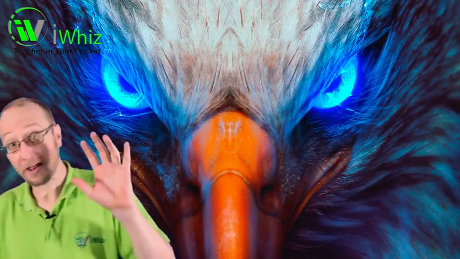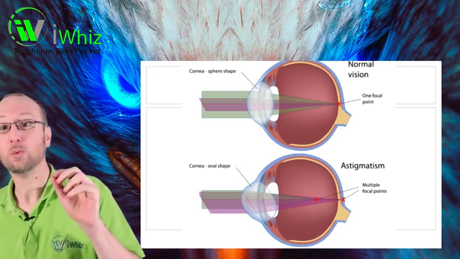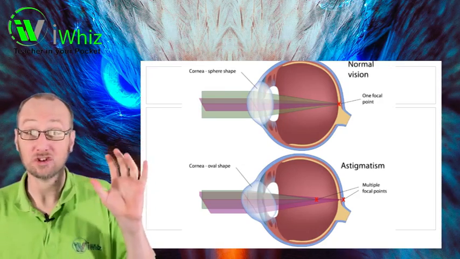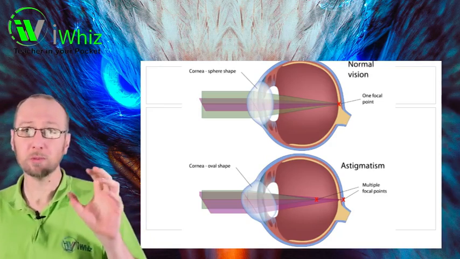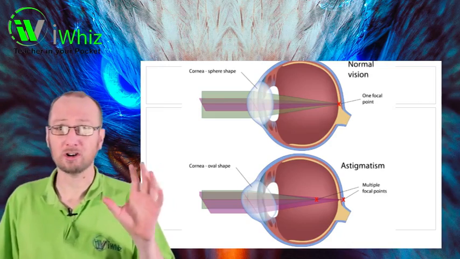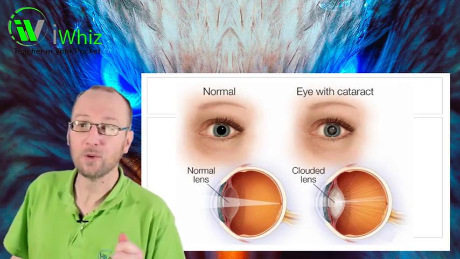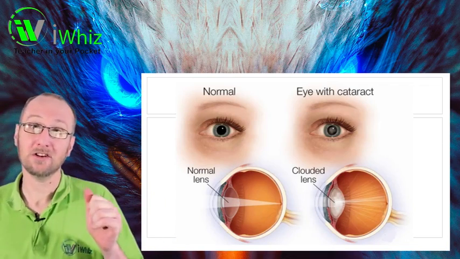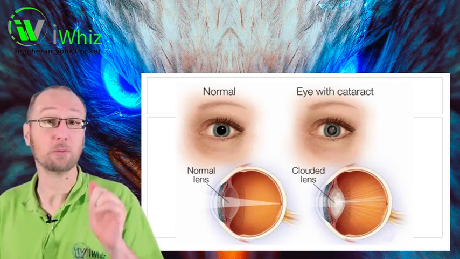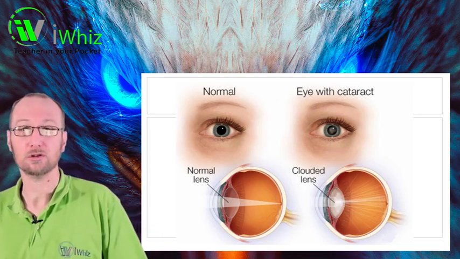Okay, so another condition we can talk about is astigmatism. Astigmatism is when we have an incorrect shaped cornea, which causes multiple images to be formed on the back of the eye. This can be treated by using hard contact lenses or laser surgery. And finally, we have a condition that many older people get known as cataracts. This is when the lens is affected and starts becoming cloudy because the proteins start hardening. This can be treated using laser surgery.